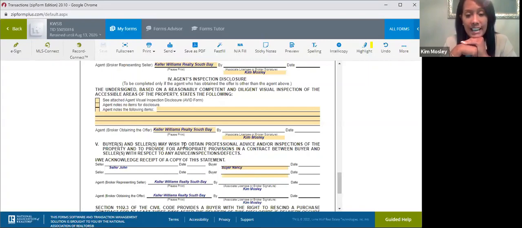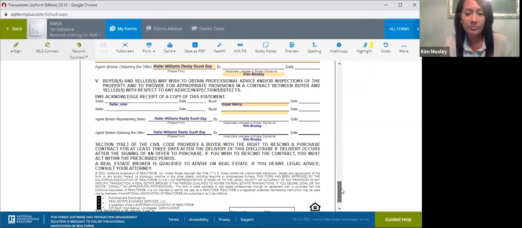And then see avid, but I just think you should always write something in here. It should never say agent notes, no items for disclosure. This should never be checked. There should always be something here. This is your time for you to make a disclosure there on that.